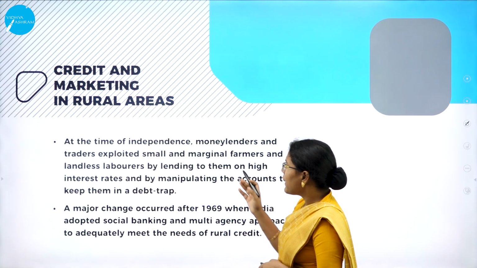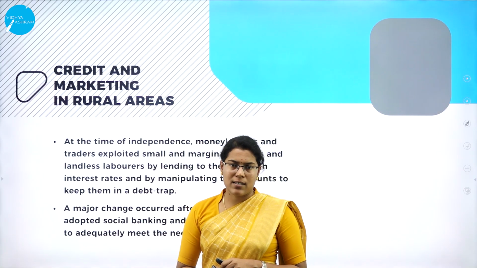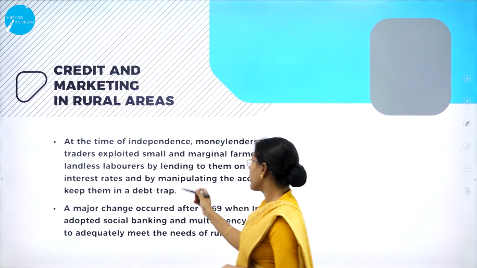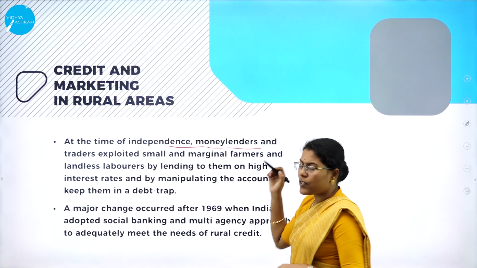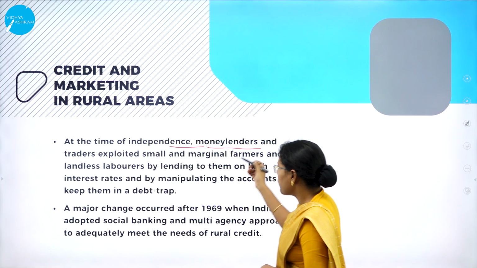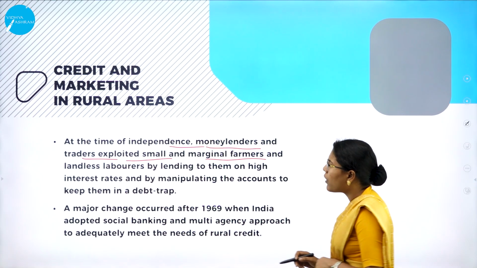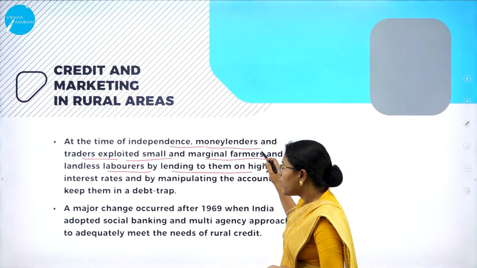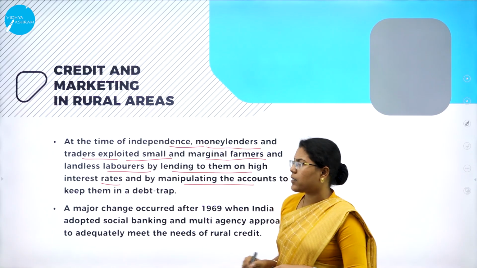Moving forward, let us see how credit and marketing was in rural areas. The credit and marketing system in rural areas at the time of independence was exploitative. The farmers and small traders were exploited by the money lenders. Both the money lenders and traders used to exploit small and marginal farmers and landless laborers by lending to them at a very high interest rate, and not only that, they used to manipulate the accounts.